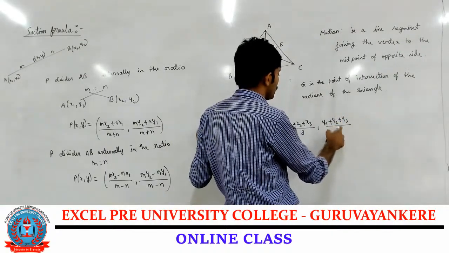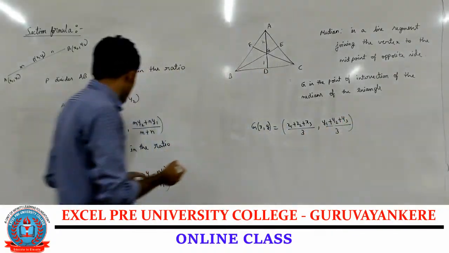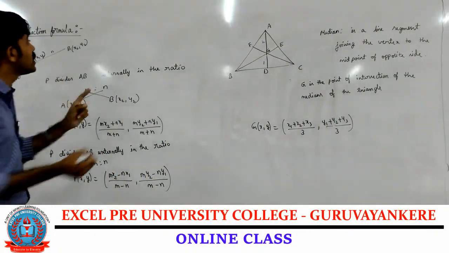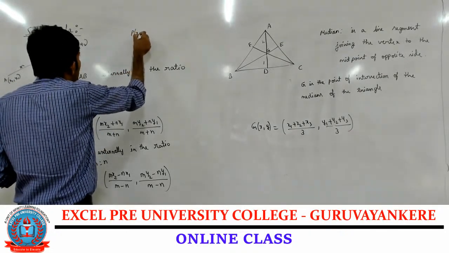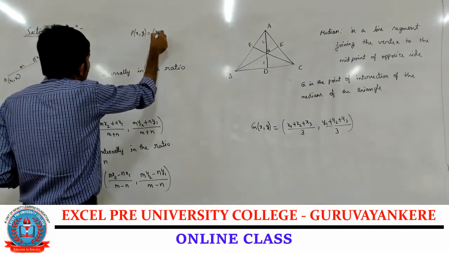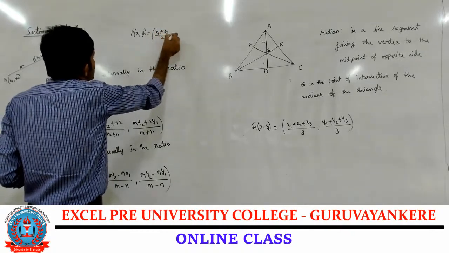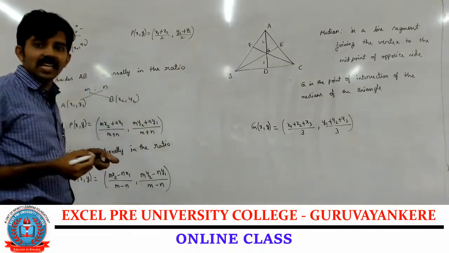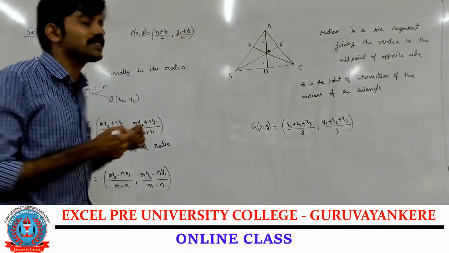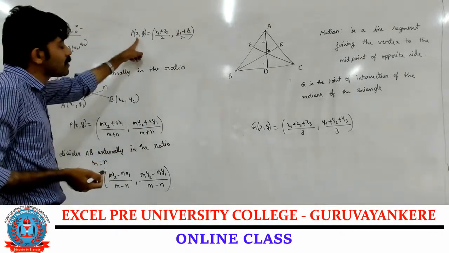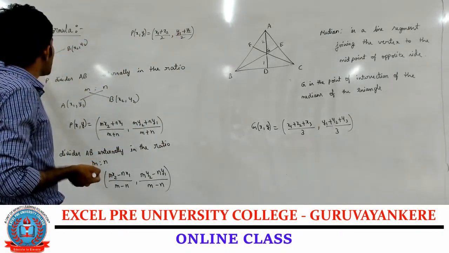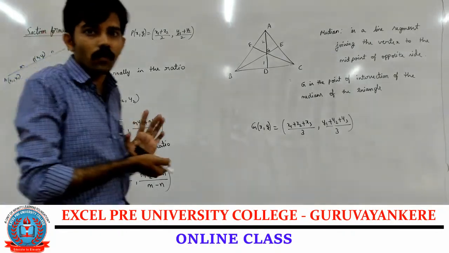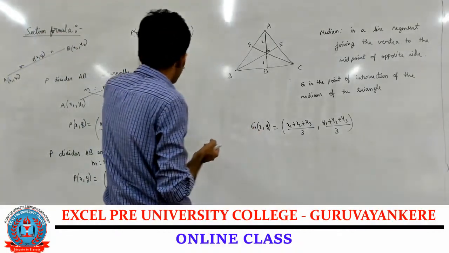I forgot to discuss the midpoint formula. Here I can tell the midpoint. If the point P divides AB in the ratio 1:1, then the point P(x, y) is ((x1 plus x2) by 2, (y1 plus y2) by 2). P is the midpoint of AB.